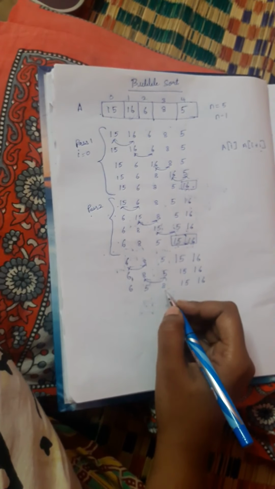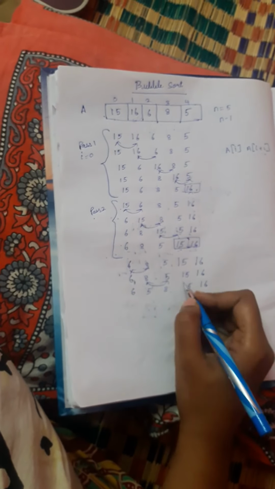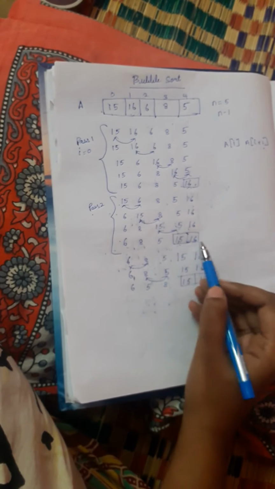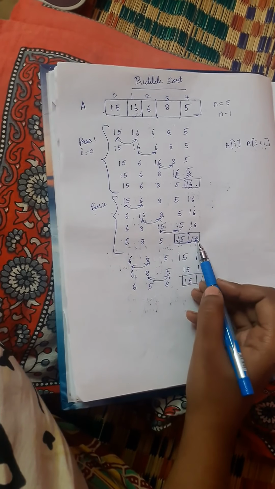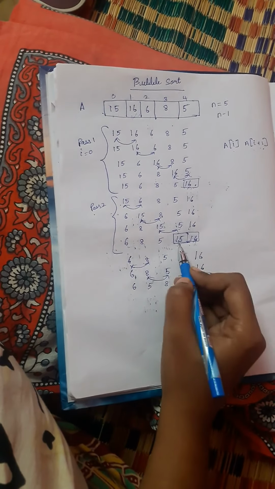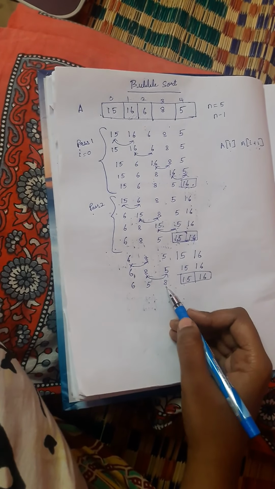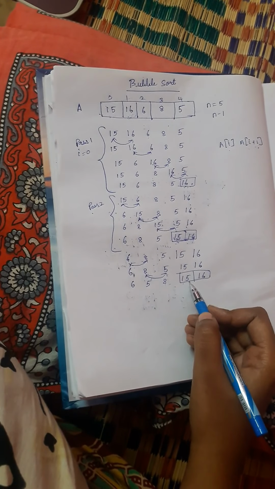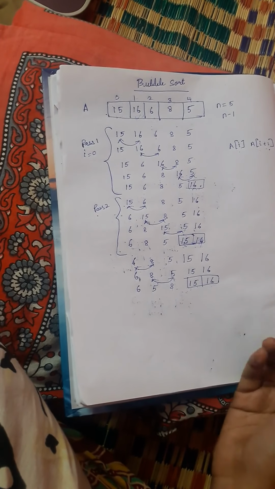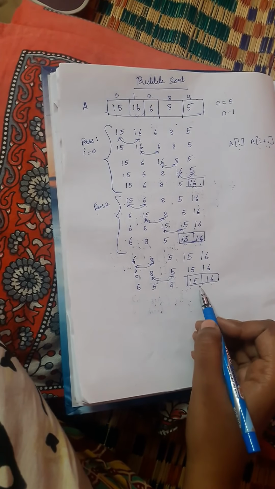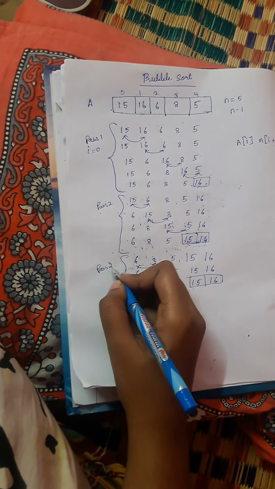Okay, next step, what will I do? Do I need to compare these two elements? No, because in the step before, 15 and 16 were already arranged in order in pass 2 itself. 15 and 16 are in the correct position. So in the next step you need not compare 8 with 15, because I said already that these two elements are in the correct position. So now you see this is pass 3.